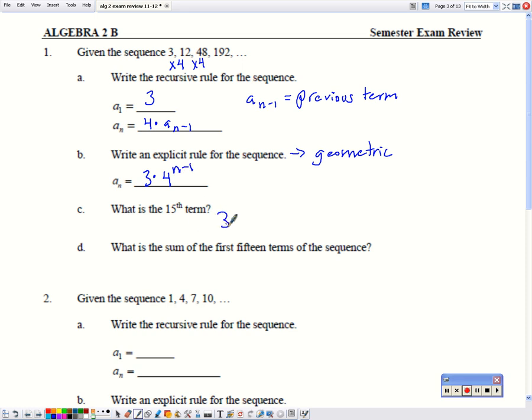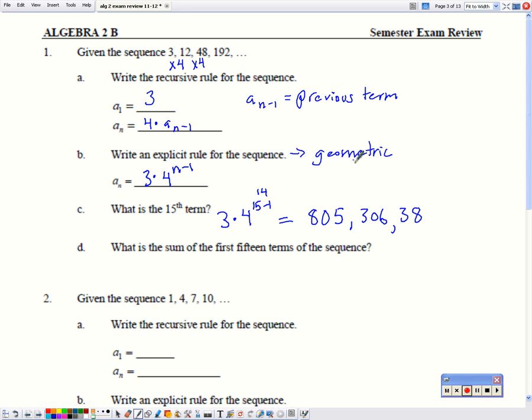What is the 15th term? Well, that's just going to be 3 times 4 raised to 15 minus 1. 15 minus 1 is 14. I grab my calculator. I do 3 times 4 to the 14th power. And it's a really big number. There we go.